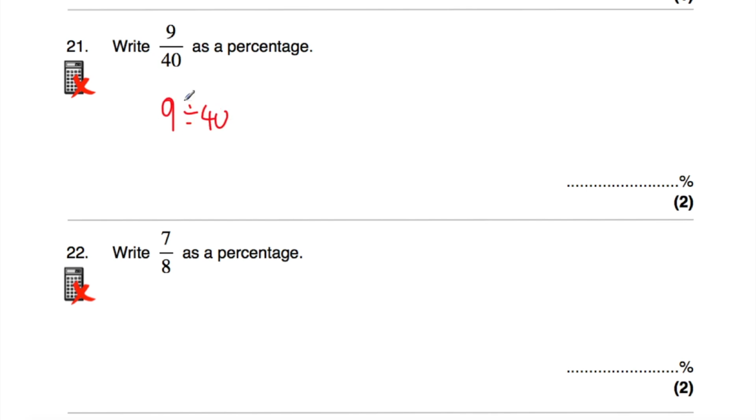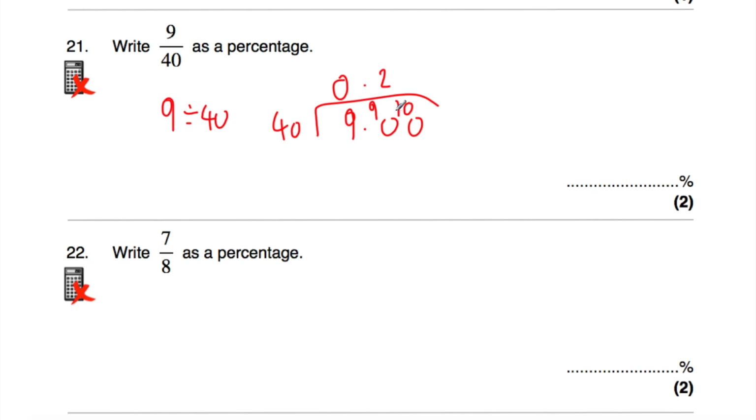If it was a calculator question, I'd type that into my calculator. Alternatively, what I'm going to do is I'm just going to do 9 and then the bus shelter method and then 40. Decimal point, some zeros. So how many 40s go into 9? 0 remainder 9. How many 40s go into 90? Well, the multiples of 40 are 40, 80, so that's going to be 2, remainder 10.